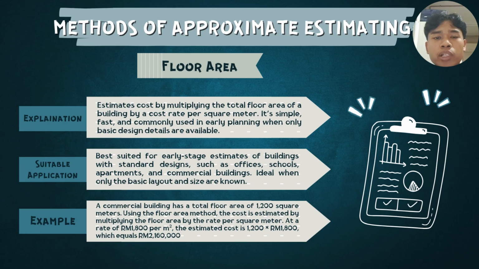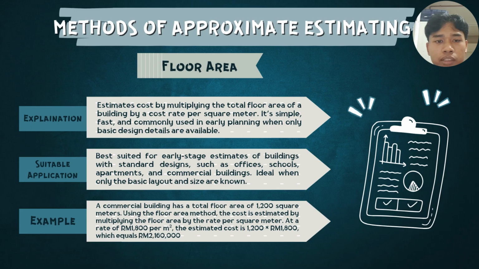The third one is floor area method. Estimates cost by multiplying the total floor area of a building by a cost rate per square meter. It's simple, fast, and commonly used in early planning when only basic design details are available. The suitable application is for early stage estimates of buildings with standard design, such as offices, schools, apartments, and commercial buildings. Ideal when only the basic layout and size are known.